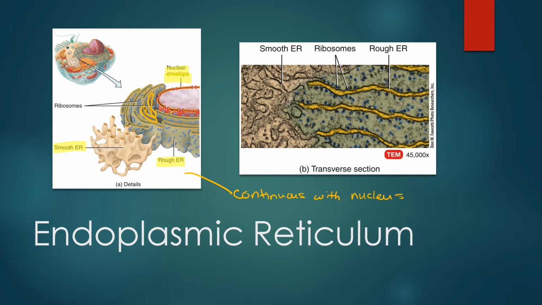The outer surface of the rough ER is also studded with ribosomes. So we can see those here, kind of blue in this picture. And these ribosomes are going to be the site for protein synthesis. Proteins that are synthesized by the ribosomes attached to the rough ER enter the spaces within the rough ER and are processed and sorted.